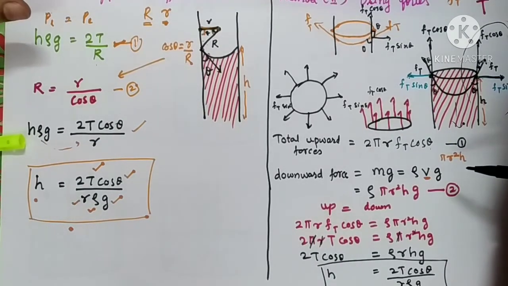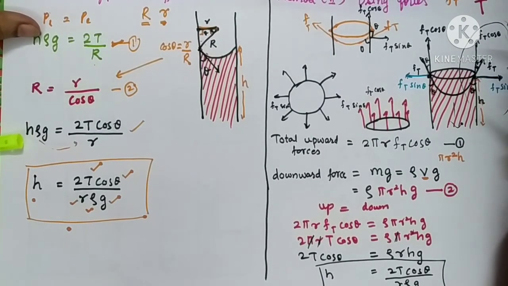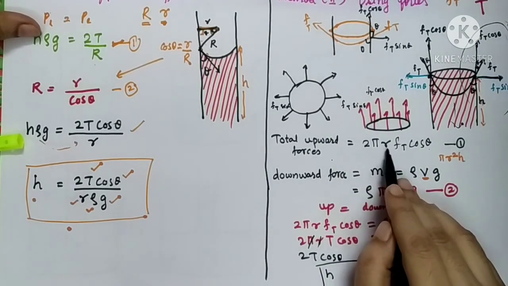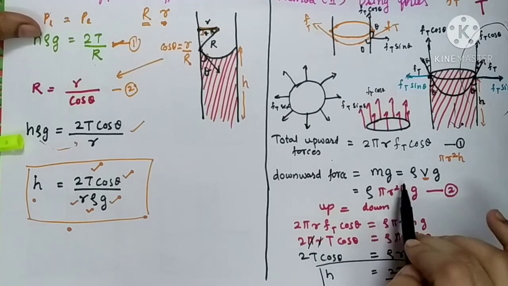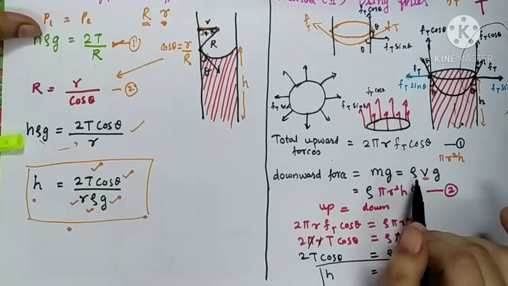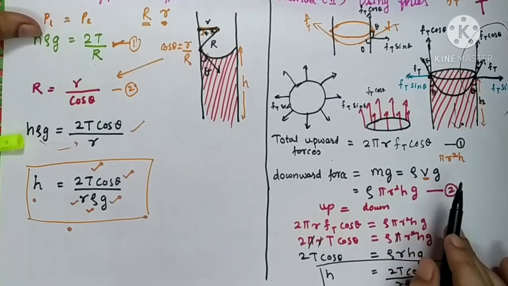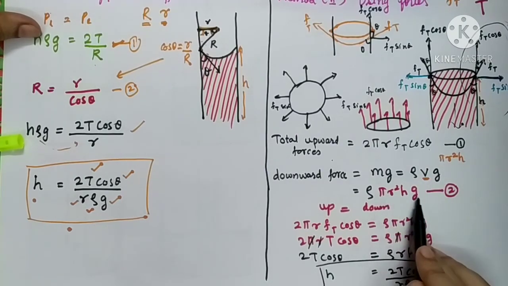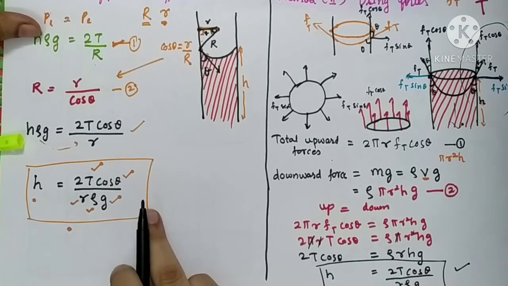Let's repeat this method again. Here we will be equating the upward forces and the downward forces. Total upward force will come out to be equal to 2 pi r Ft cos theta, where Ft will be replaced by T only. Now the downward force is mg, the weight of the liquid column, rho, V and g. Then V, the volume of the liquid column inside a capillary, is pi r square h. So after equating equation 1 and 2, we are going to get the same formula for the height of a liquid column as in the first method.